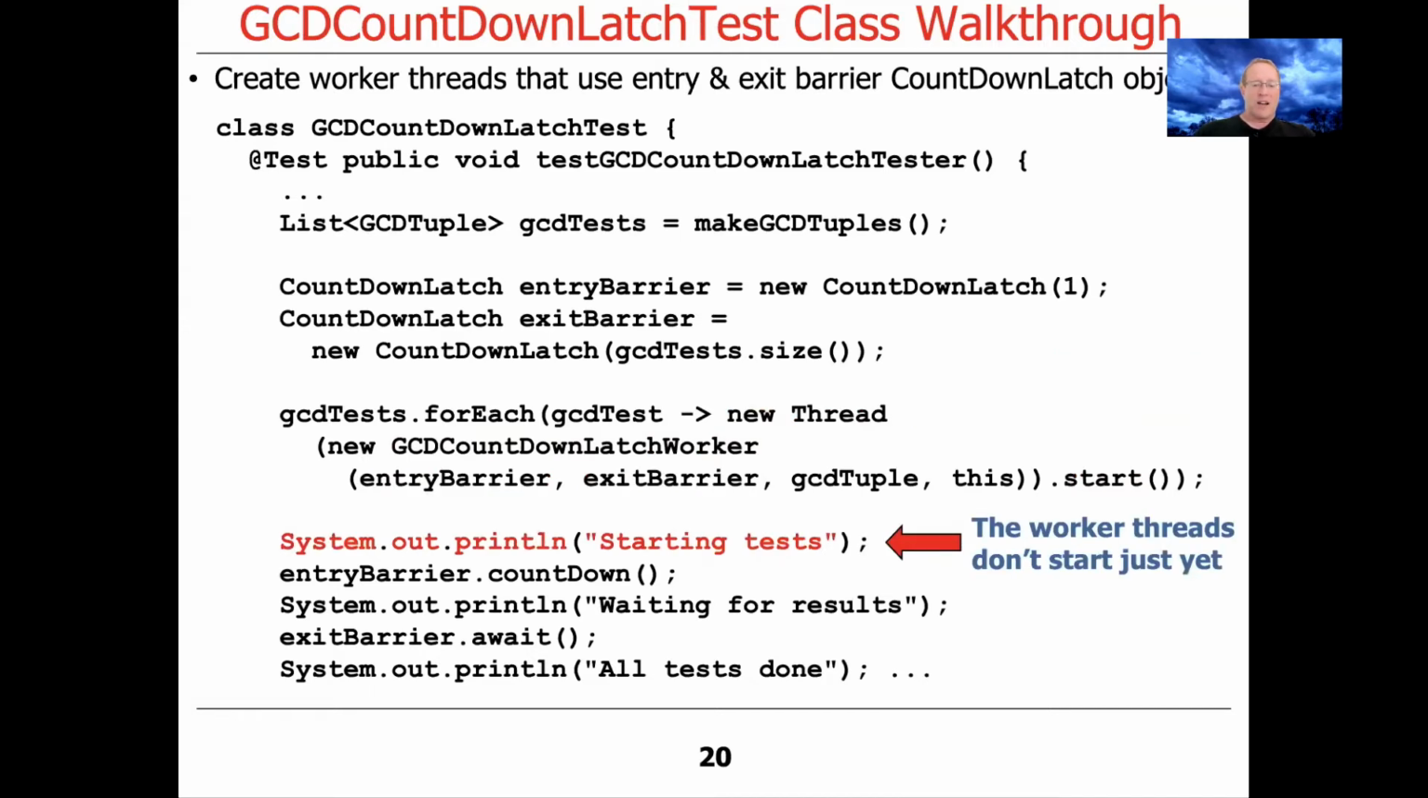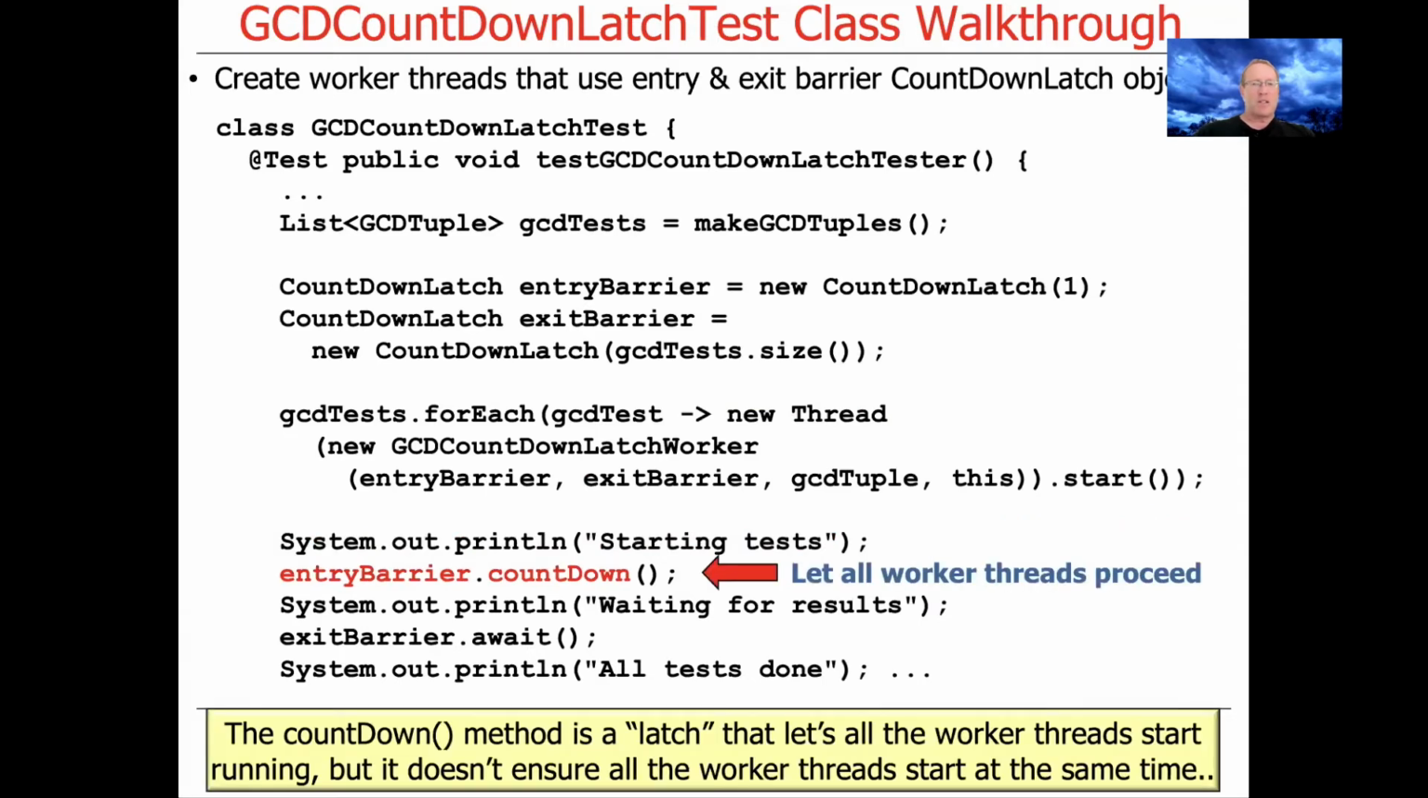So we print out that we're starting the tests, and then we tell the entry barrier to count down. What that does is basically say the worker threads should all start running. However, the interesting thing is that using a countdown latch here doesn't ensure all the worker threads start at the same time. We'll talk about that in more detail when we talk about the cyclic barrier. The cyclic barrier gives us a little bit more control over how this all works and makes it even more fair.